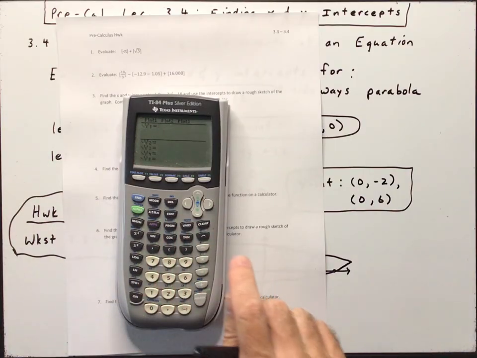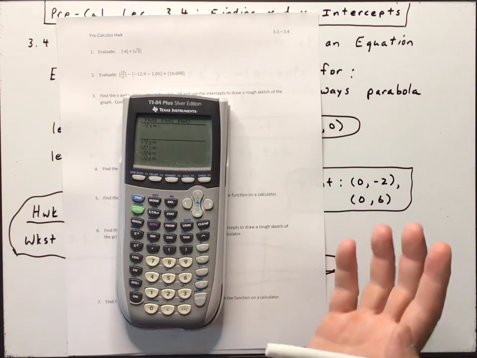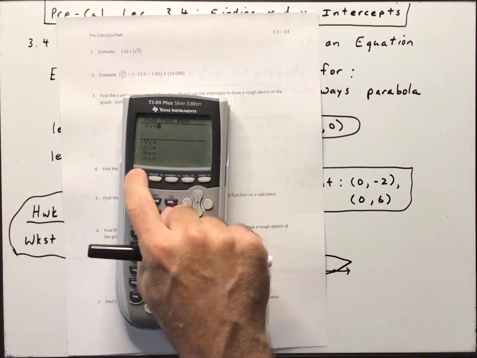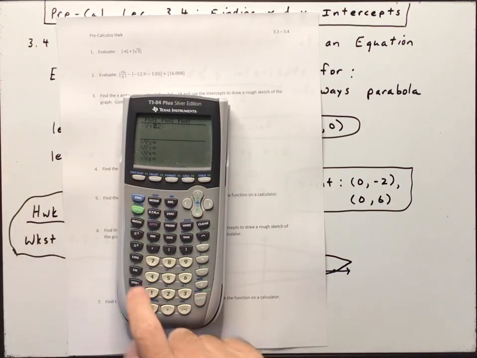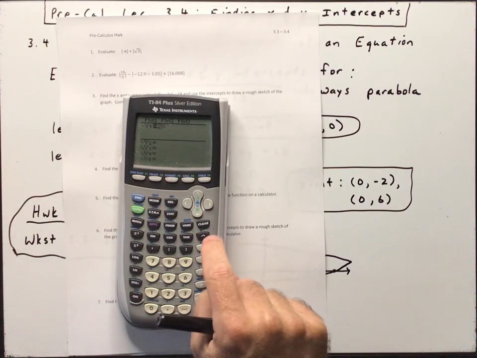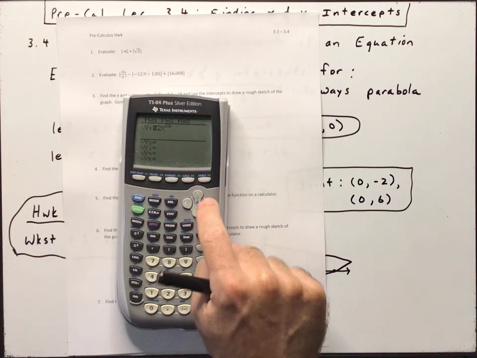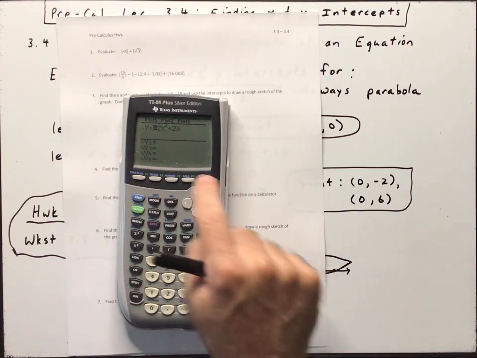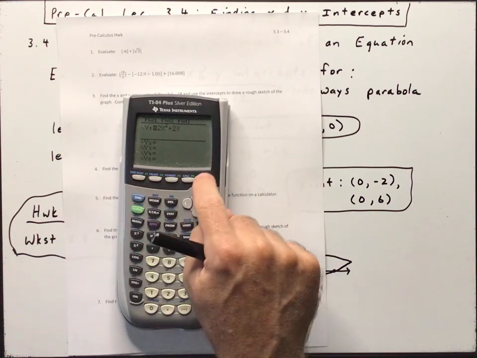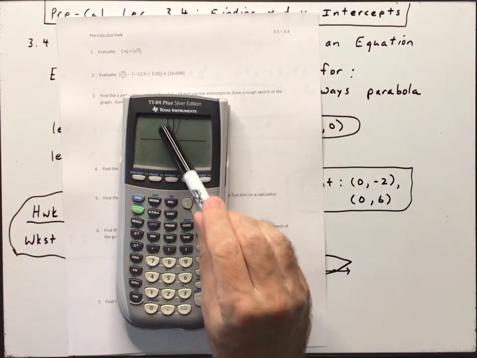And let's just graph a parabola. How about 2x squared plus 2. So we're in the y equals section here, and I'm going to do 2. We go to alpha and hit x, and I'm going to square that, and then right arrow to get off the exponent, and then plus 2. Okay, so I've got y sub 1. Now I'm going to hit the graph function, and you can see it's a parabola.